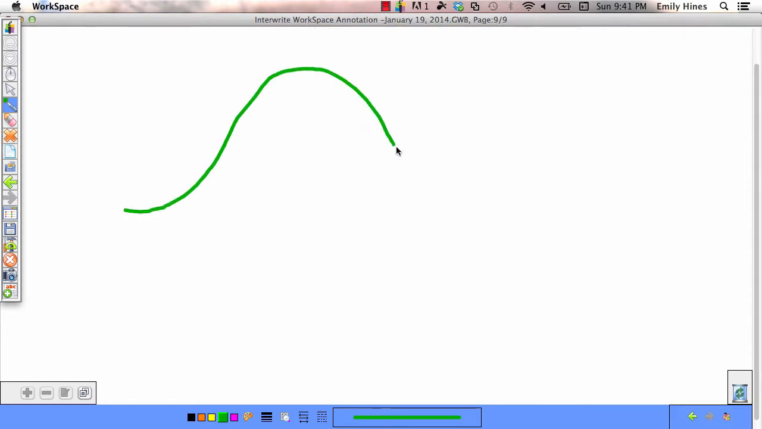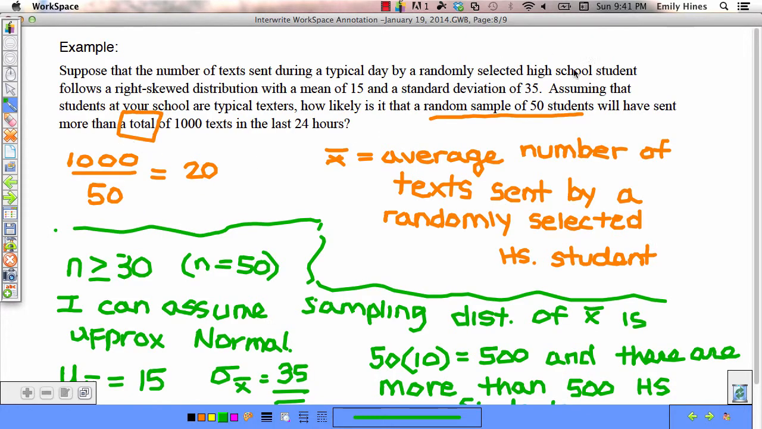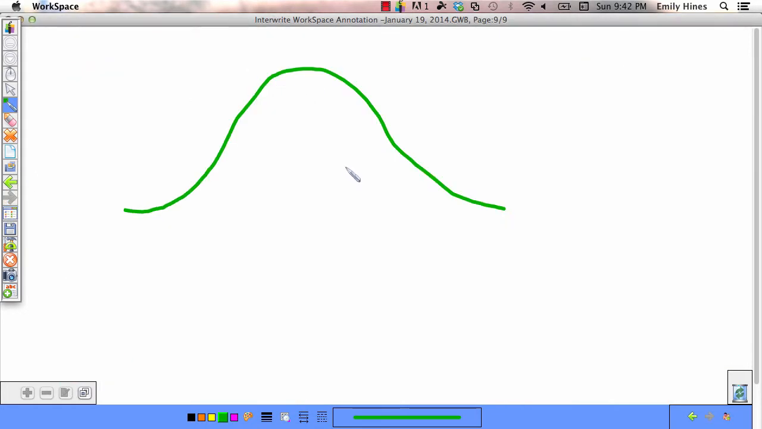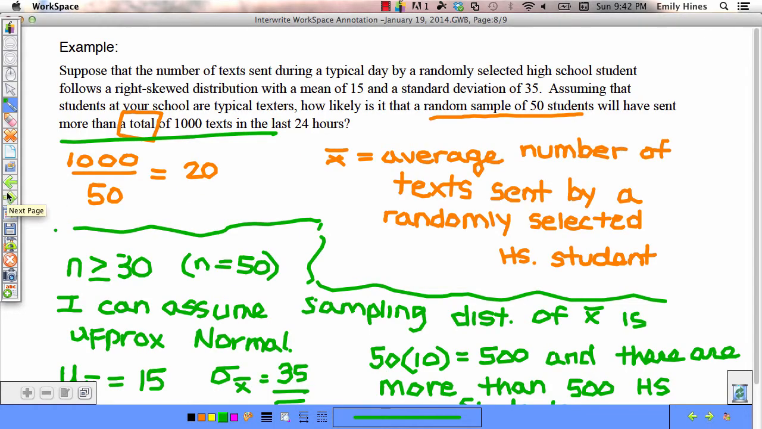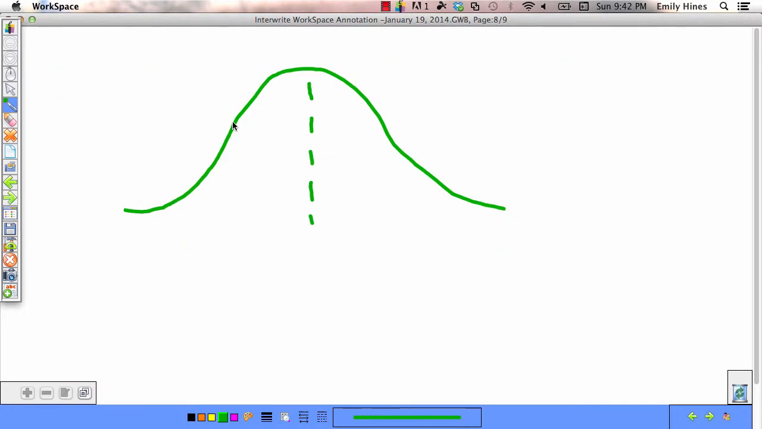I'm looking for 50 students to send more than a total of 1,000, which means I'm looking for each student to send more than 20. Well, we said the mean was 15. I'm looking for them to send more text messages than 20. So on average, how many text messages does someone send? I'm looking for an average of over 20.